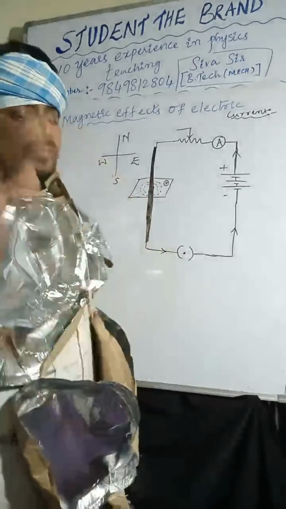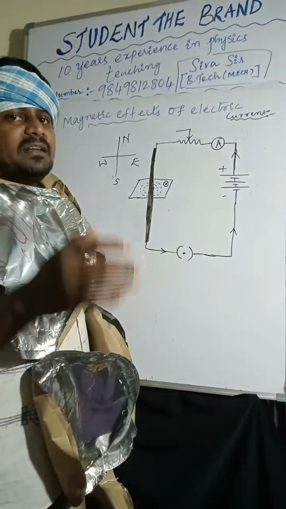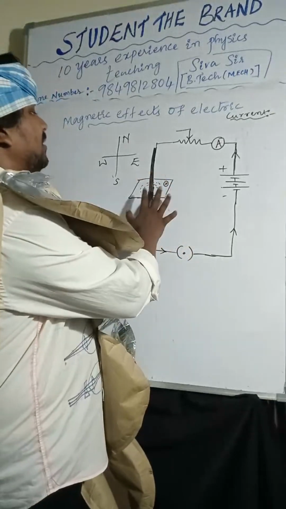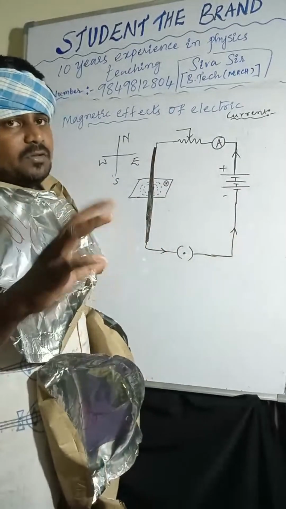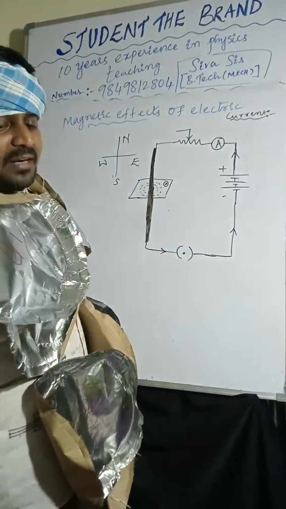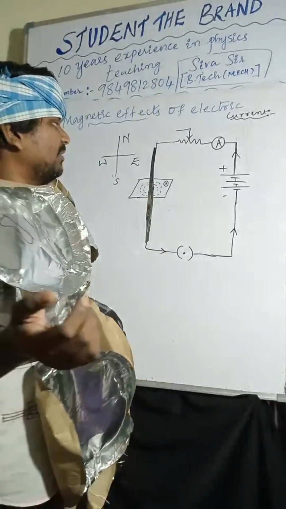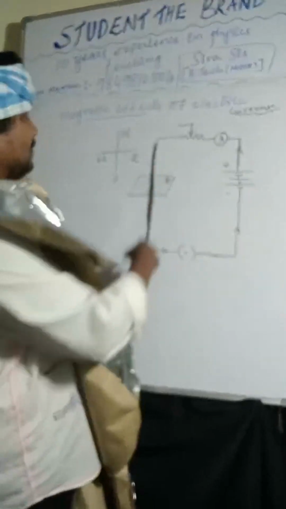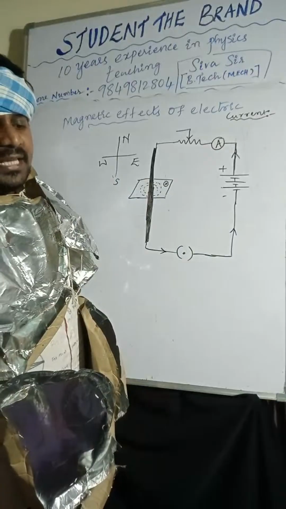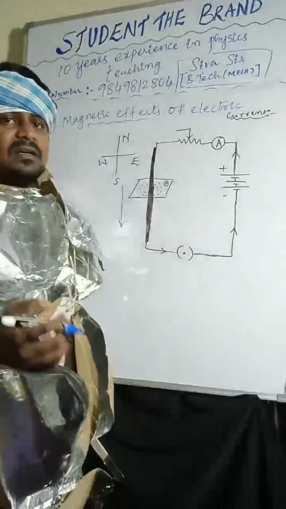If you place the compass around the conductor, there will be attraction or repulsion, so deflection will be shown around the conductor. Yes or no? Around the conductor, a magnet will be there. In this case, the current is passing in the downward direction.